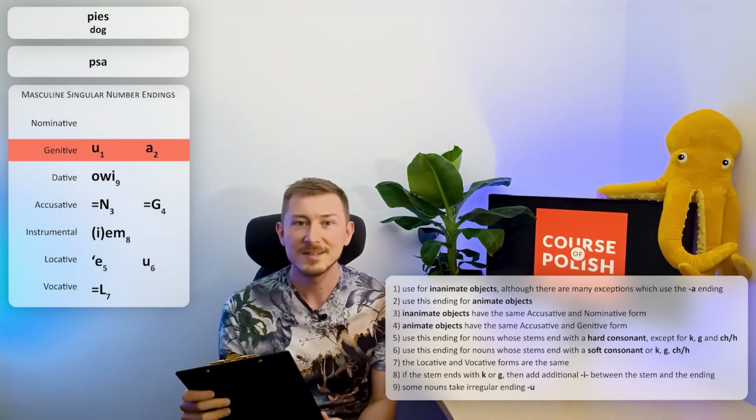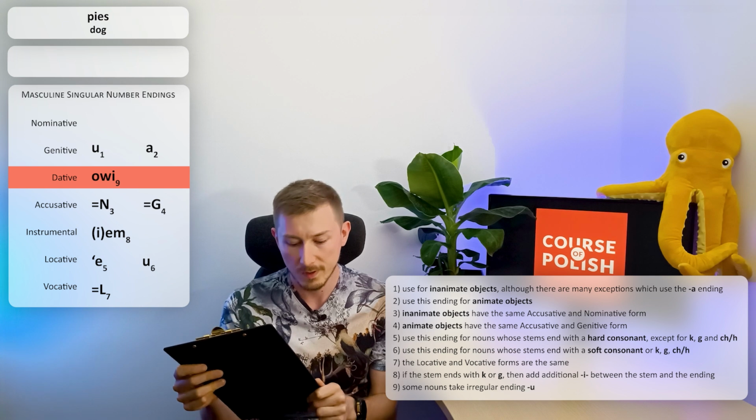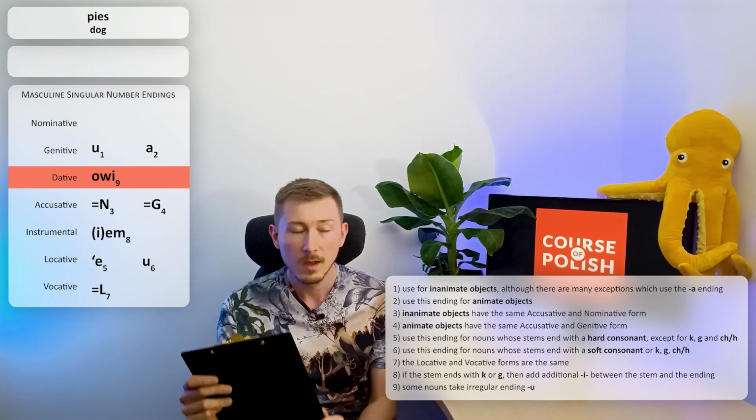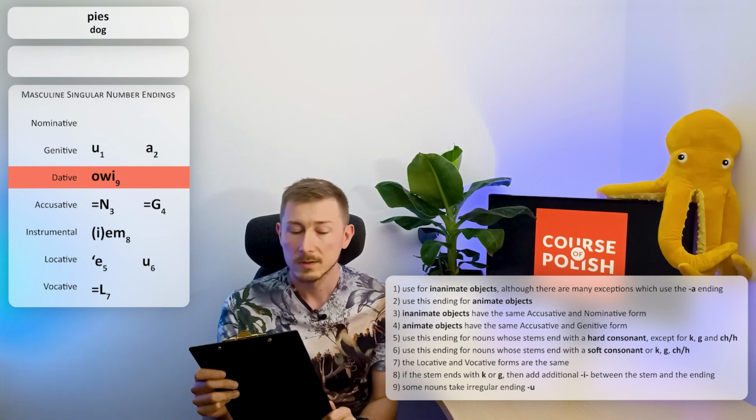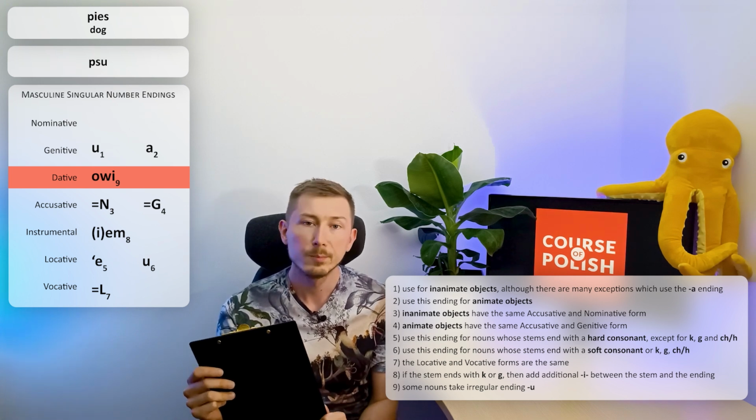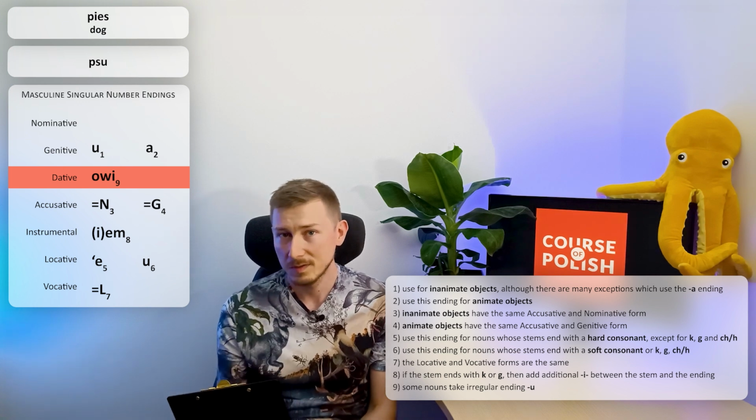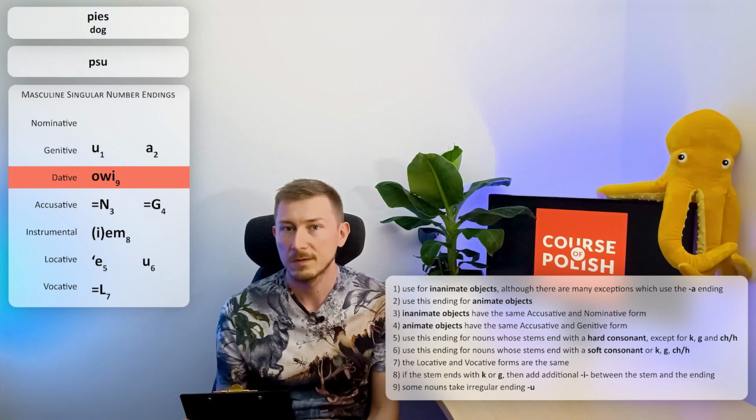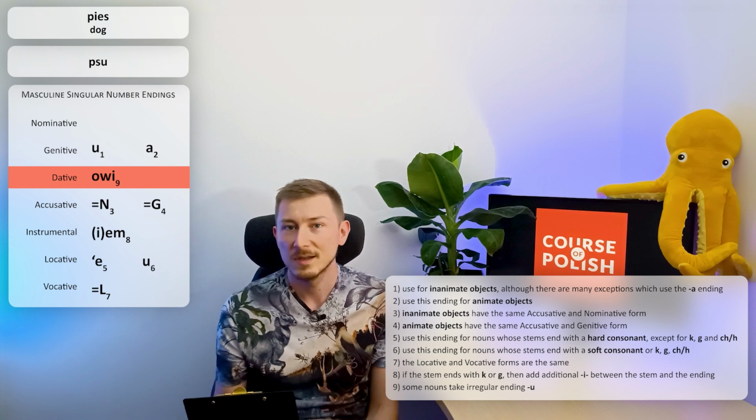Psa. Next case, dative. Here we have just one option, ending ovi with a rule. Some nouns take irregular ending u. In our case, pies takes this irregular ending, so the dative form will be psu, not psovi. But you have to know that many native speakers are making mistake here and they are using the incorrect form psovi. I remember as a kid, my mom used to say very often, daj psowi jeść, give food to the dog.